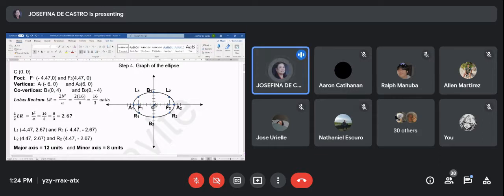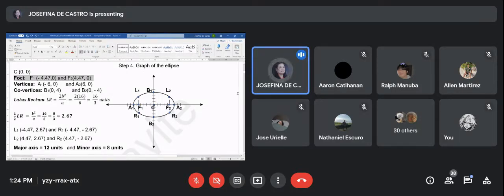So, horizontal major axis. Therefore, when we say horizontal major axis, i-visualize mo na sa utak mo yung mga position niya. So, nasaan si F sub 1 and F sub 2? Right and left of the center. 4.47 to the right and 4.47 to the left. So, ito yung coordinates mo ng foci.